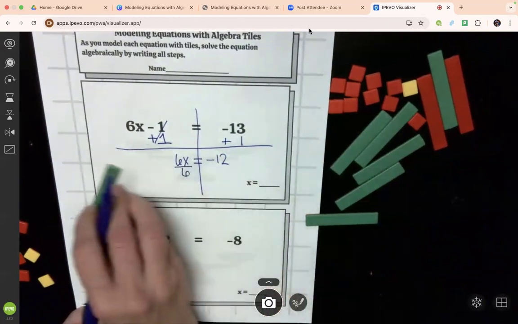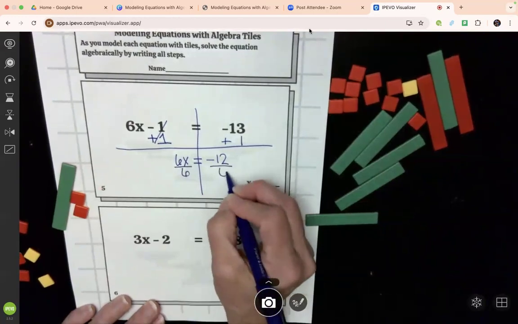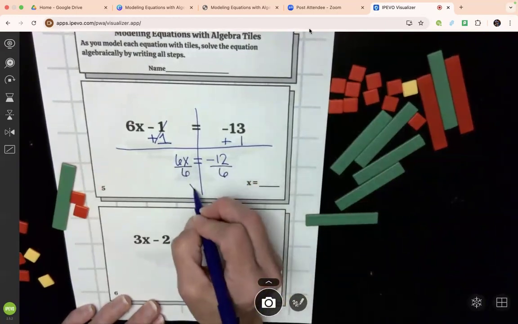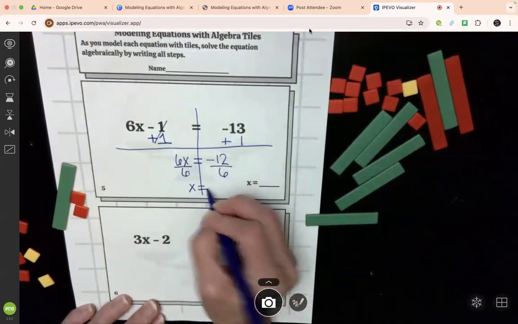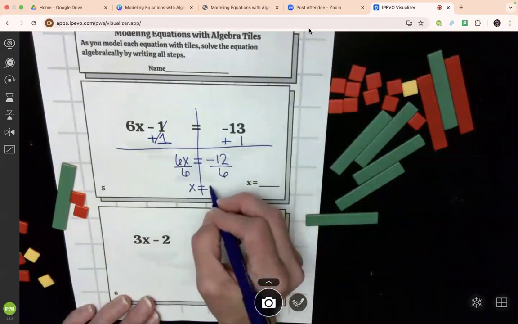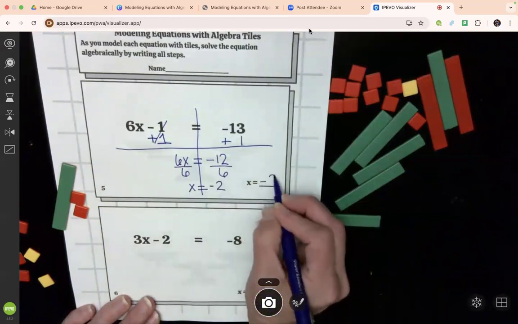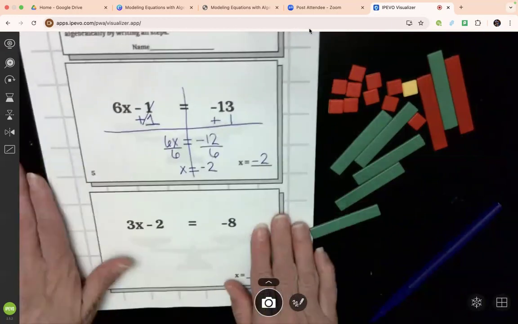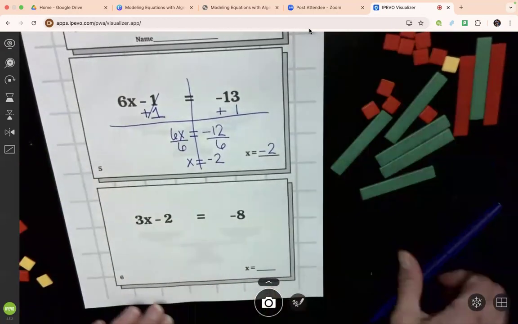And when you do this in writing, you'll get the same thing. Divide both sides by positive 6. 6 divided by 6 is positive x, 1x. -12 divided by 6 is -2. All right, let's look at one more.